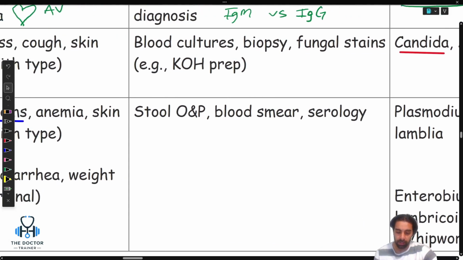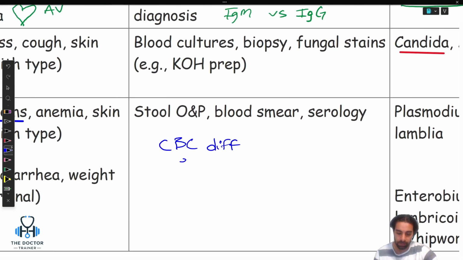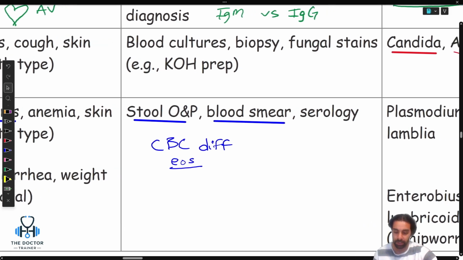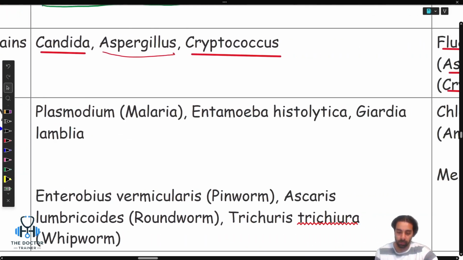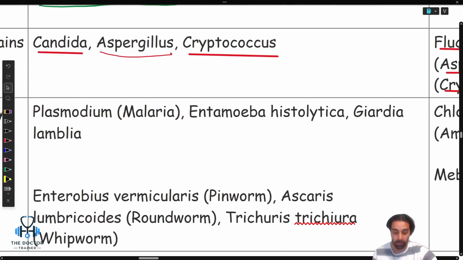So if you get a CBC and a diff on these patients, look for eosinophilia. But you can get stool ova and parasites smears. You can do a tape test if somebody's having perianal itching, and then different types of serology tests. But these are very specific. So we have so many different bugs. I'm not going to talk about all of them in too much detail.